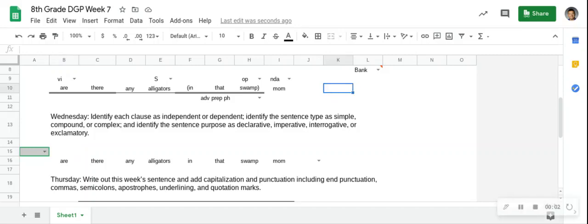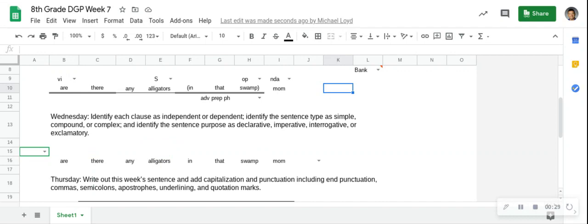All right, DGP Wednesday. On Tuesday we find one subject and one verb, and Natalie, this will help you figure out what we're looking for on Tuesday. On Wednesday, we're looking for clauses, right? So there's a subject and a verb that we find on Tuesday.